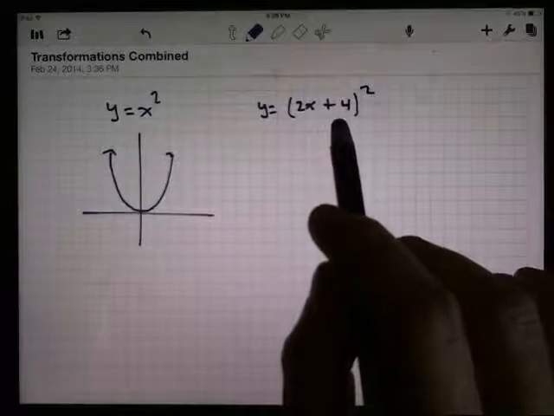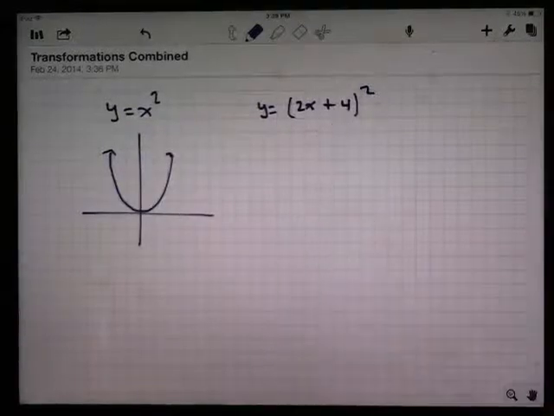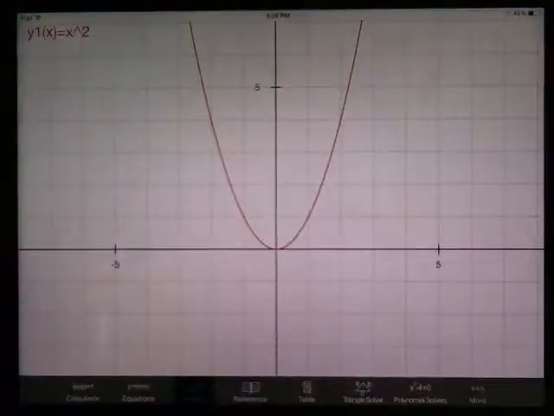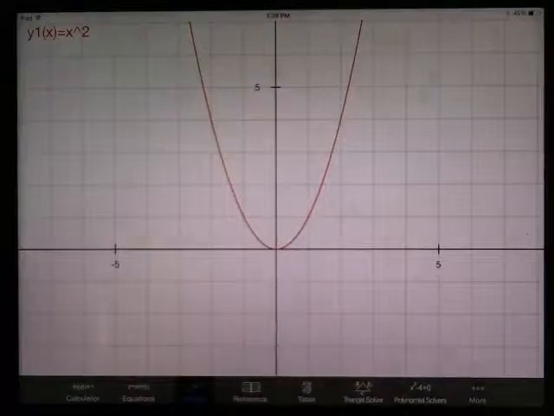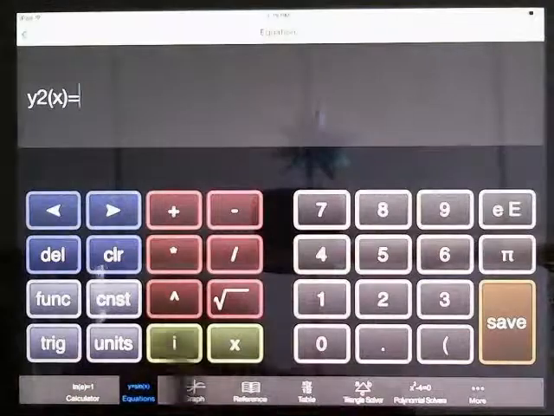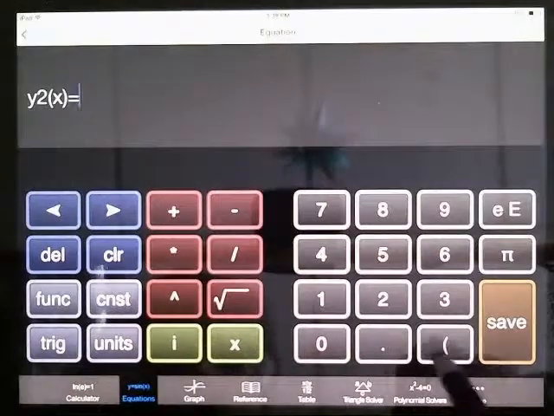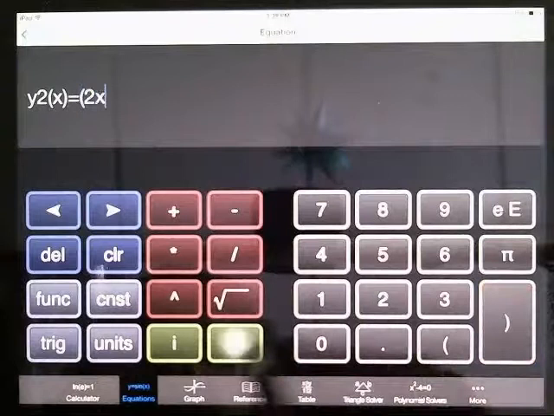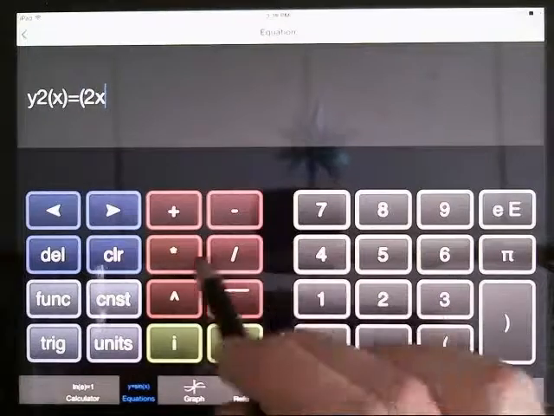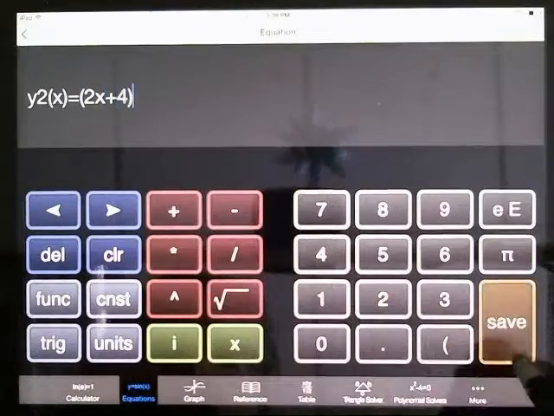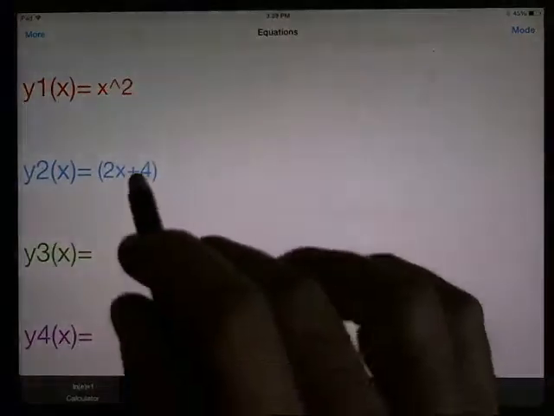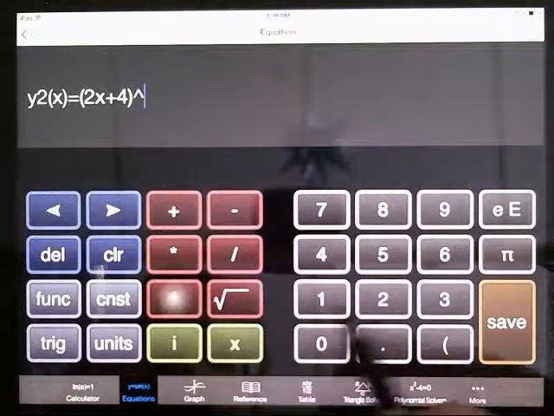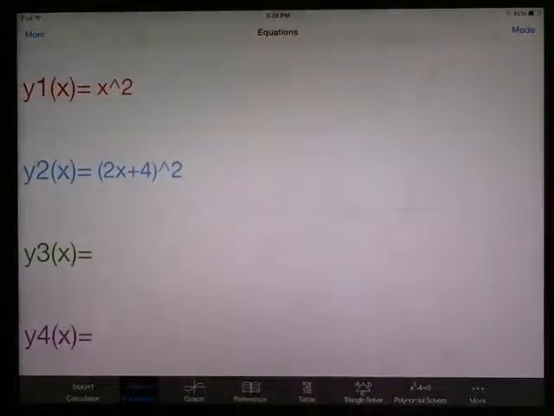On first glance, you might say 4. However, it's not shifted 4. I'm going to just let my graphing calculator show me what's going on, and then I'll see if I can explain it. Okay. So here's a graph of y equals x squared. And I also want the graph of y equals, in parentheses, 2x plus 4, close parentheses, squared.